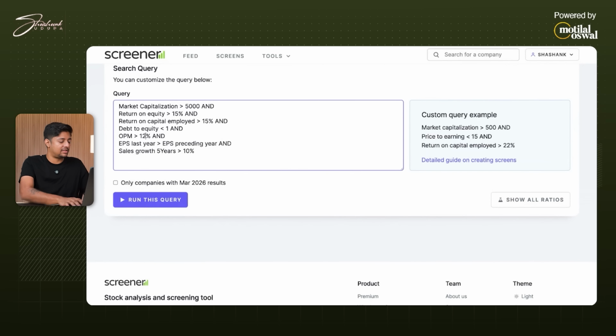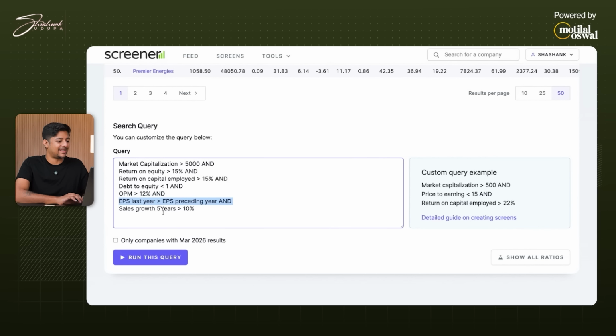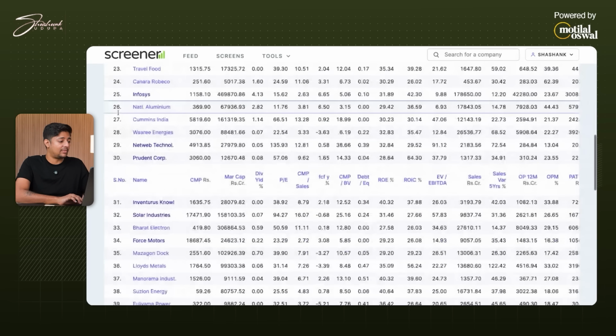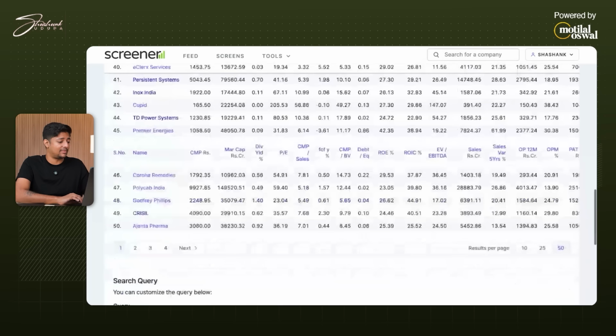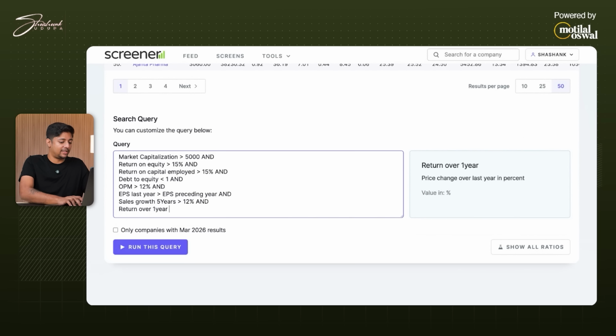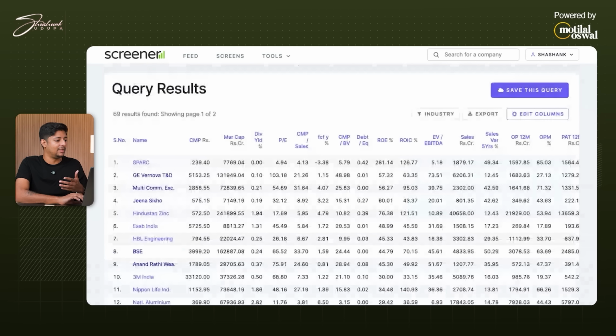Great. If I increase this, I think 12 is perfect. EPS last year greater than EPS preceding year is perfect. I think that was the problem last time. Sales growth, if I increase to 12, it goes from 165 to 151. I'm very happy. So I want less names. I don't want so many names, right? Now we'll put the momentum filter and let's see if it works. Return over 1 year greater than 10%. Ideally here, even if I put 0%, I think it would be great because these are stocks that haven't fallen. But I have 69 companies that have gone up in the last 1 year with all these parameters.